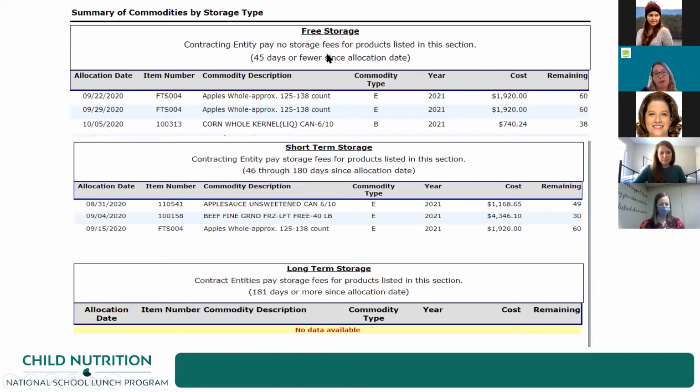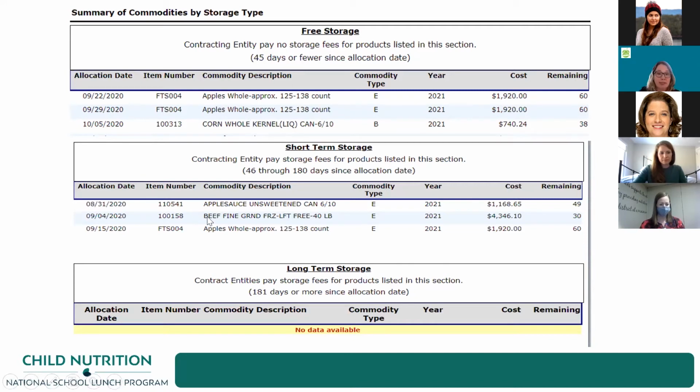When we look at the free storage up here at the top, these are the items that we're not paying storage fees for. We had that $1 per case for frozen, and we're not paying that right now because it's still sitting in free storage. You have free storage for 45 days after it's allocated, so pay attention to your allocation date over here on the left-hand side. Once it's allocated, the clock starts ticking, and you have 45 days to get it out of free storage before you have to start paying.